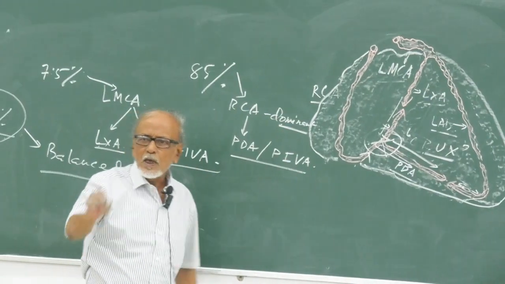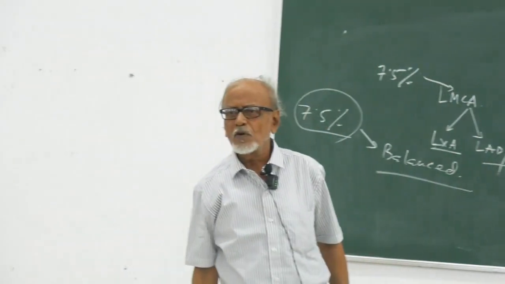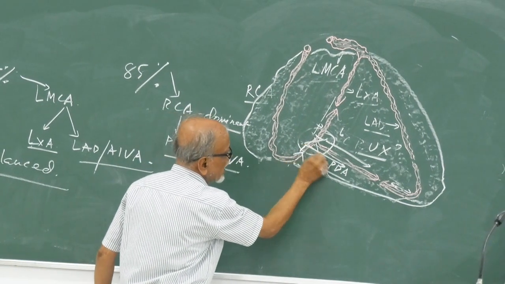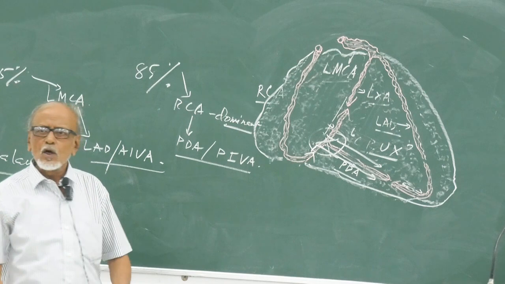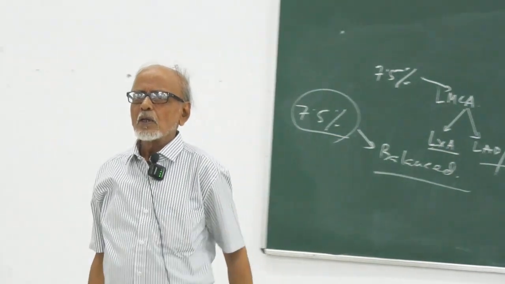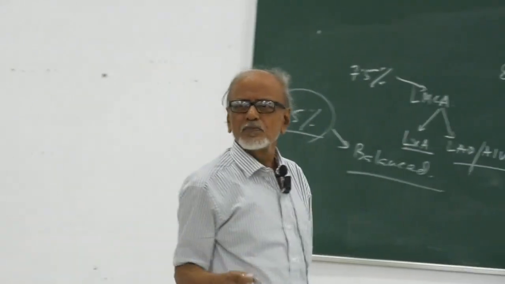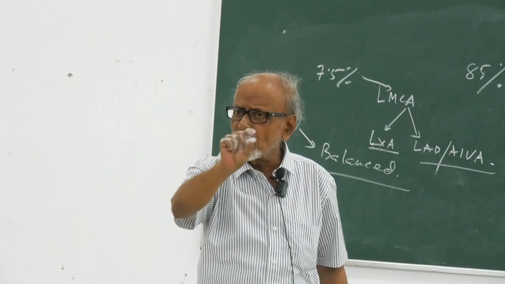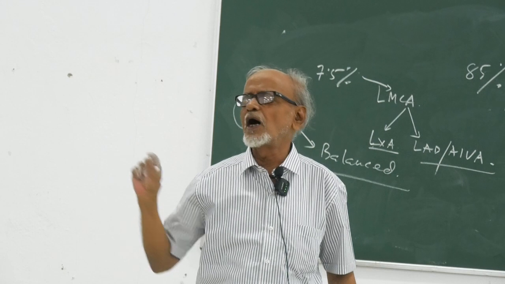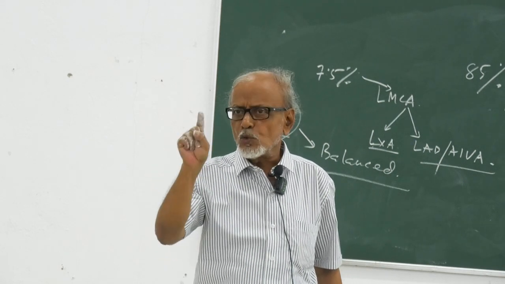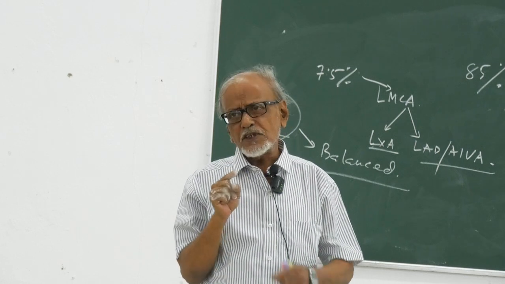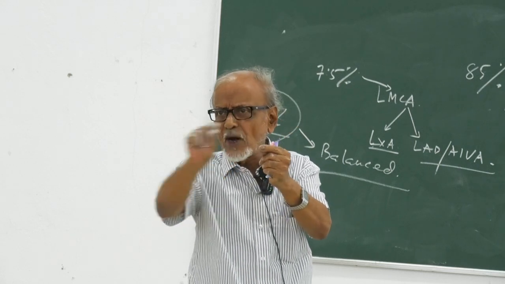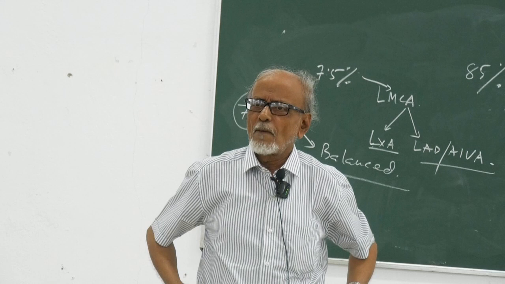ঠিক আছে? In the posterior interventricular groove, the right coronary artery again occupies the interventricular groove. তাহলে we will be finding double PDS, dual PDS, দুটো আর্টারিকে আমরা দেখতে পেতে পারি running from the crux towards the apex of the heart. ঠিক আছে, in such cases the circulation will be called as balanced. দুটো আর্টারি আসছে left and right reaching the crux, each one will be giving a branch in the posterior interventricular groove. ঠিক আছে?